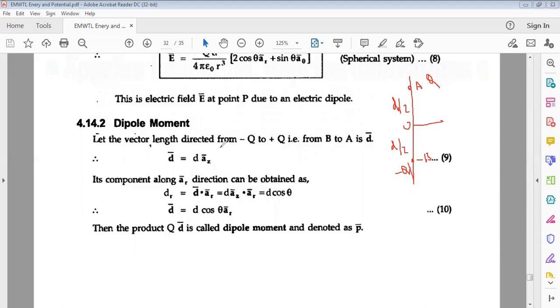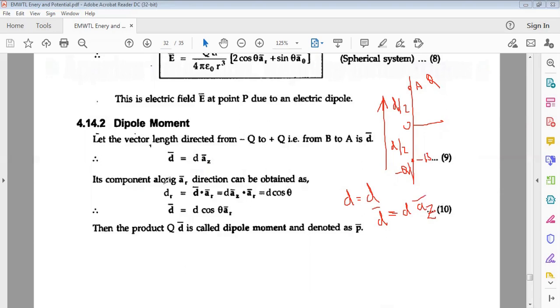The vector length directed from minus q to q is in this direction. The upward direction is az bar, and the downward direction is minus az bar. So the magnitude is d. Now d is a vector in the direction of point A, which is the positive az bar direction. So d into az bar has both magnitude and direction.